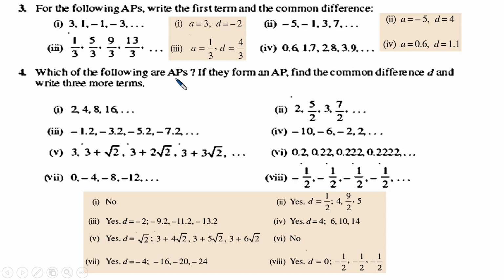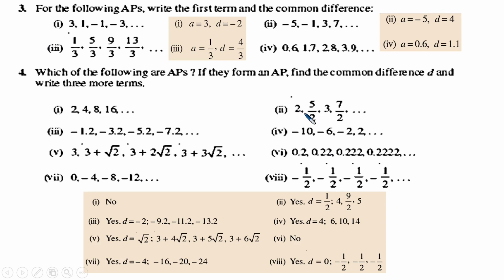Now fourth, which of the following are APs? If they form an AP, find the common difference d and write 3 more terms. So you add 3 more terms, so 2, then 4, this is difference 2. The difference is here 4, 8 minus 4 is 4, 16 minus 8 is 8. So the difference is changing here, 2, then 4, then it should be the same, constant, as I mentioned. So this is not an arithmetic progression.